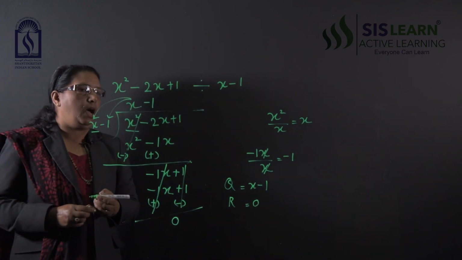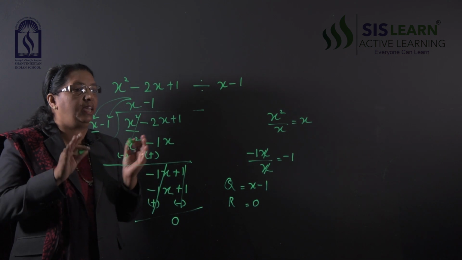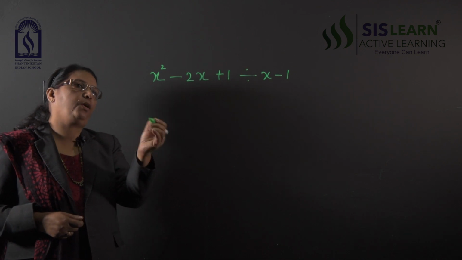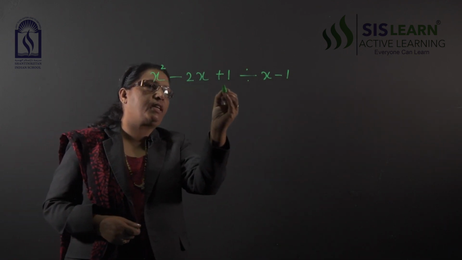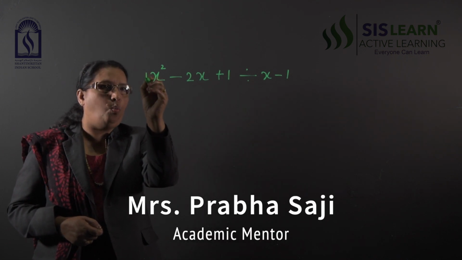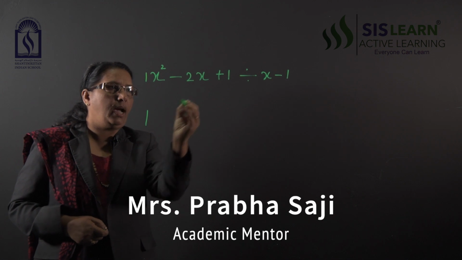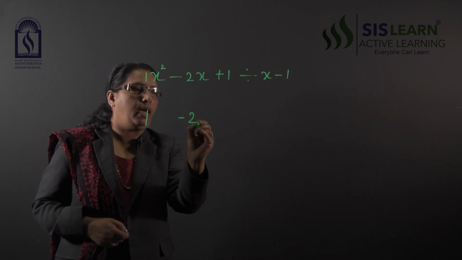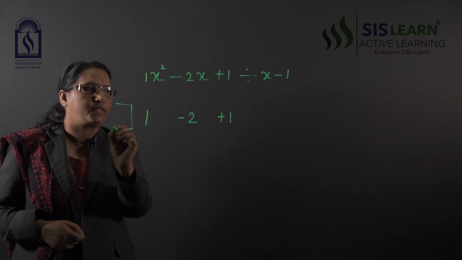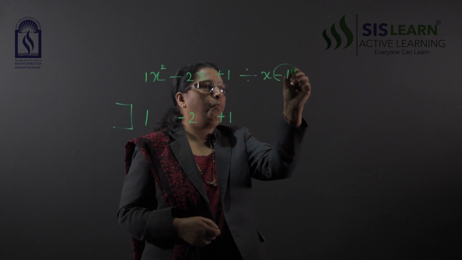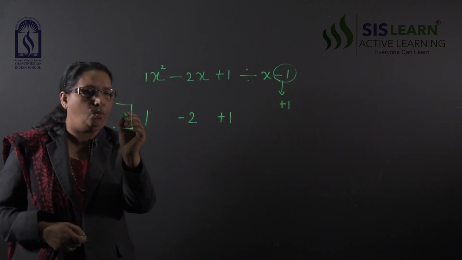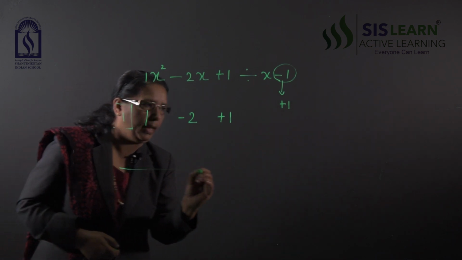Now let us see how to do the same division in an easy way by taking the coefficients of the term. Now we are going to take the numerical coefficients of each term. So here the coefficient of x square is 1. So I write here 1 and the coefficient of x is minus 2 and we write positive 1. We are going to divide these coefficients by the opposite sign of negative 1, that is positive 1. So here I write 1 and you draw a line like this.